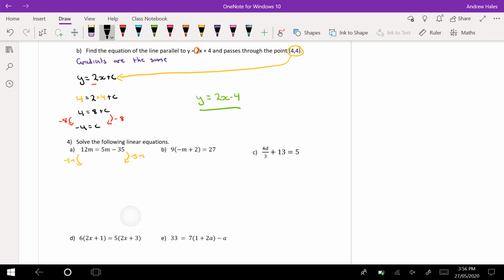So 12m take 5m is 7m equals negative 35. Divide both sides by 7. So divide that by 7, that by 7. M equals negative 5.